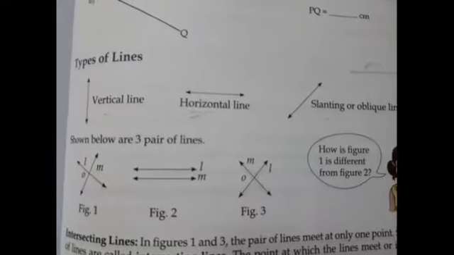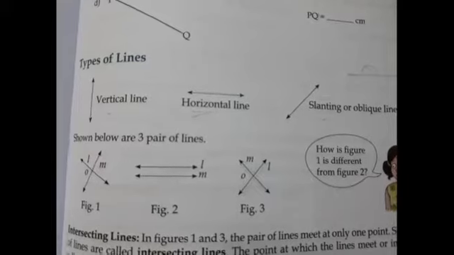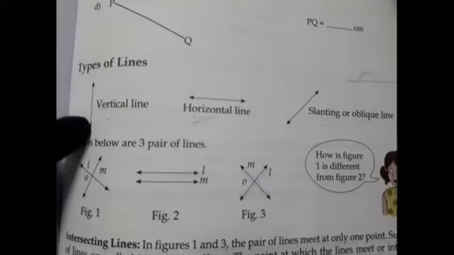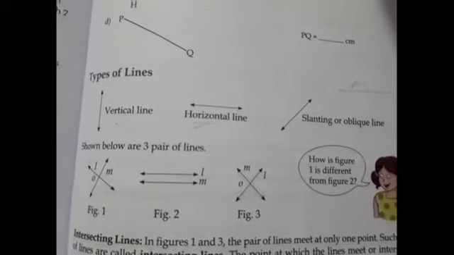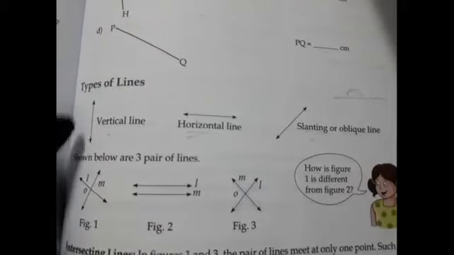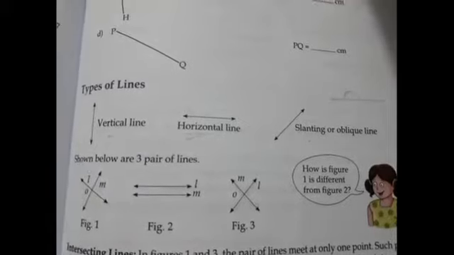Now let's go to different types of lines. First we'll move to vertical lines. What are vertical lines? This is a vertical line. They travel up and up and up, down and down. This is nothing but a vertical line. I'll show you some examples. Now this is an example of a vertical line.